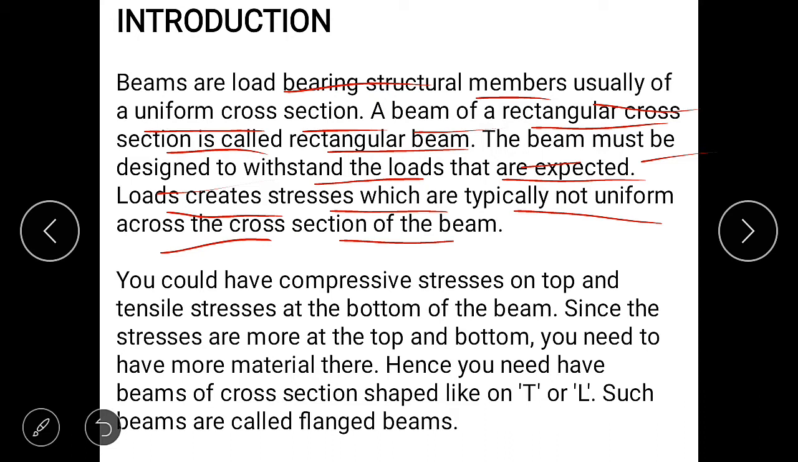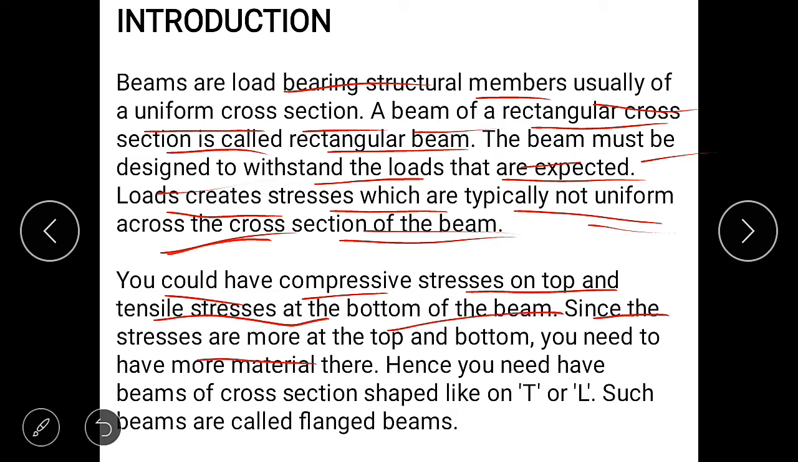The cross section of a rectangular beam is rectangular, but the stresses are not uniform across the section. So you could have compressive stresses on top and tensile stresses at the bottom of the beam.